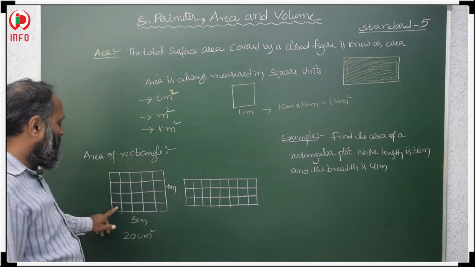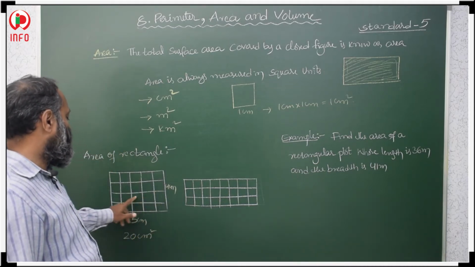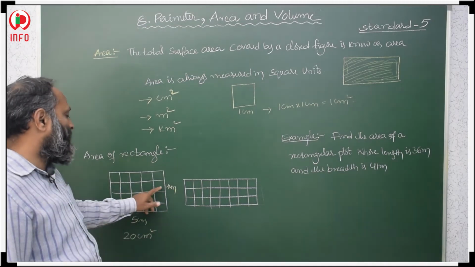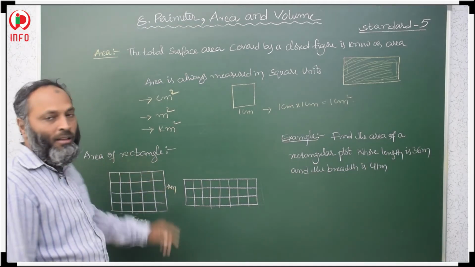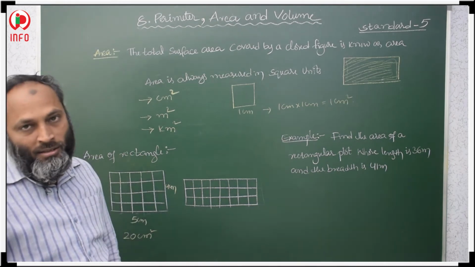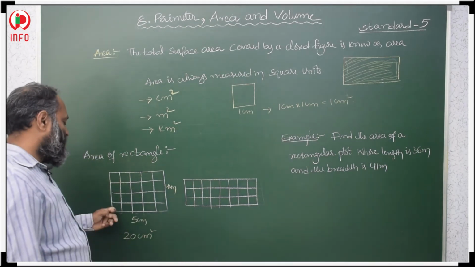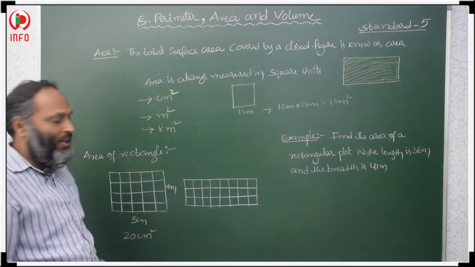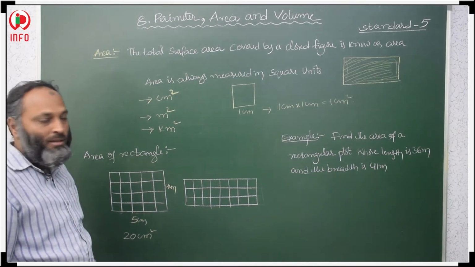Once you check 1, 2, 3, 4, 5, 6, 7, 8, 9, 10, 11, 12, 13, 14, 15, 16, 17, 18, 19, 20 boxes, you are getting 20. So then how to find area? First you calculate how many centimeter boxes there are. Here 5 boxes means 5 centimeters.